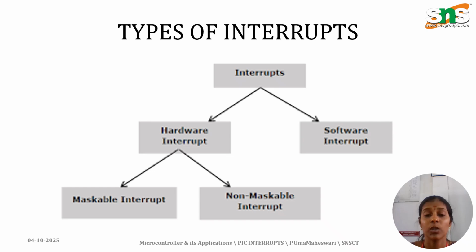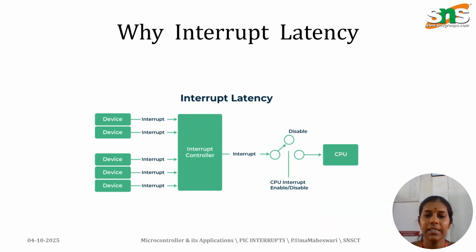Here, what are all the types of interrupts? First of all, we'll see that interrupts are divided into two types. One is hardware interrupts and the next one is software interrupts. The hardware interrupts come under two categories: maskable interrupts and non-maskable interrupts.